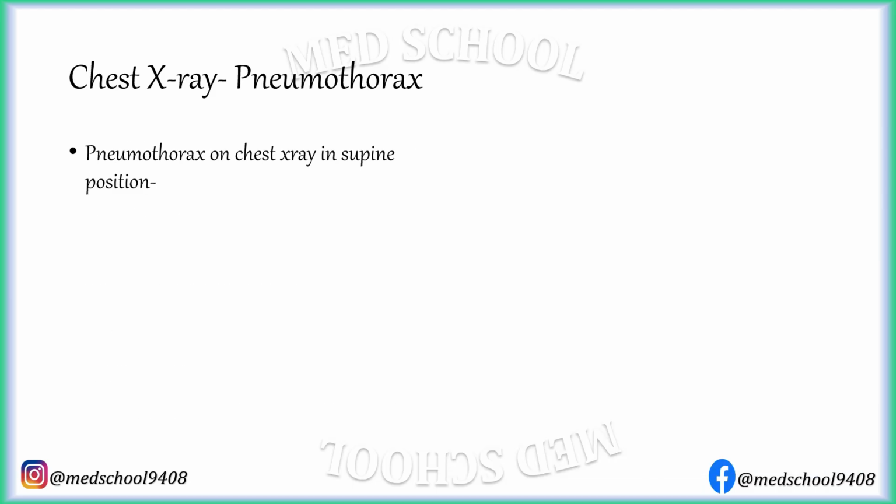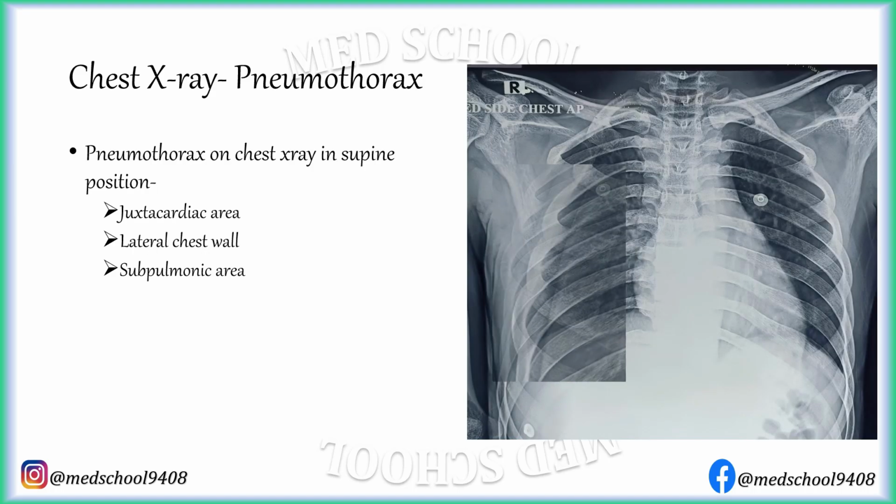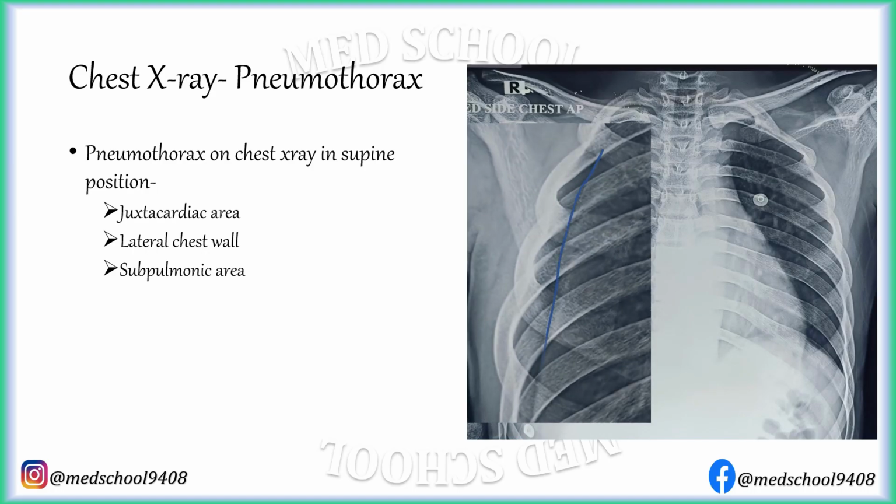But more often than not, patients with pneumothorax are unable to stand. So PA view is difficult to obtain. So on supine chest X-ray, signs of pneumothorax are prominent in juxtacardiac, lateral chest wall and subpulmonic area. Like in this X-ray, pleural line is near to lateral chest wall.